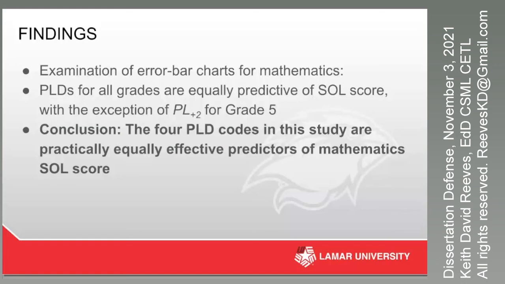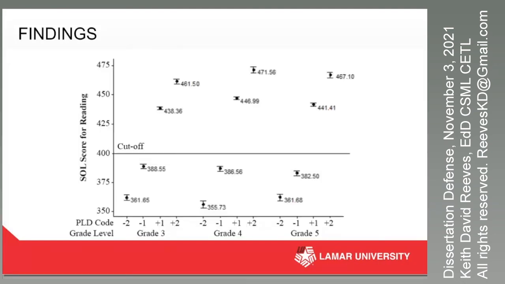By examining these error bar charts statistically, we see consistently that the lower the PL, the lower the SOL score, and vice versa. This is probably unsurprising to educators, but now we can say conclusively, statistically, that that is true. For mathematics, with that one outlier, math PLDs are predictive of math SOL scores across all of the models.